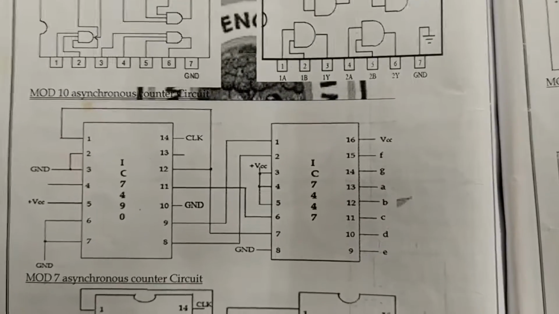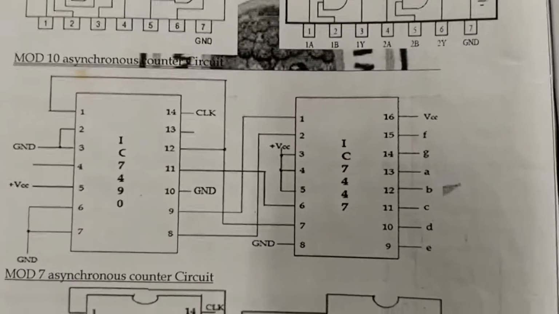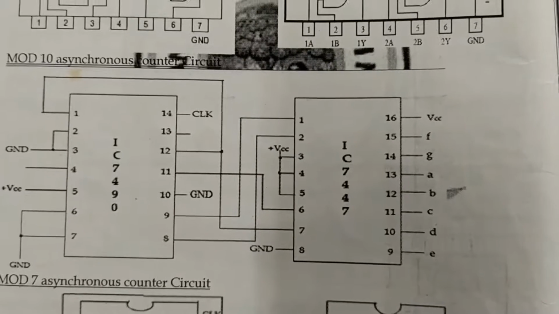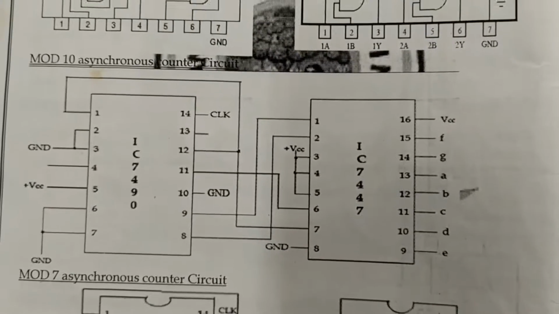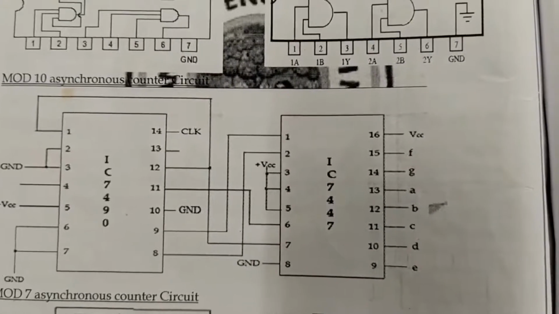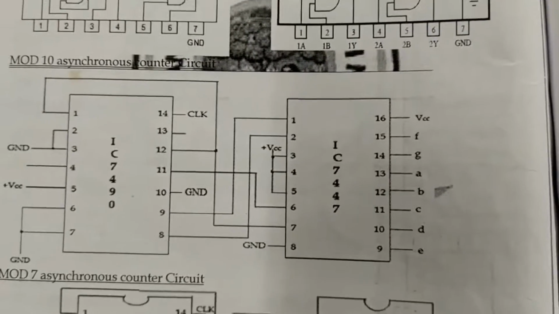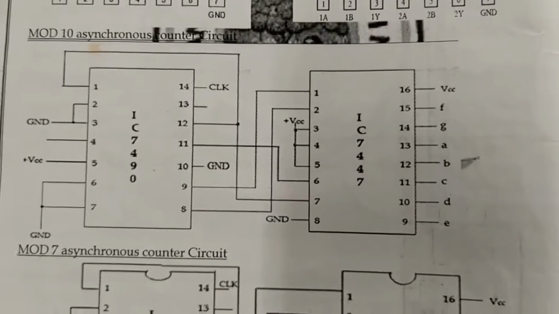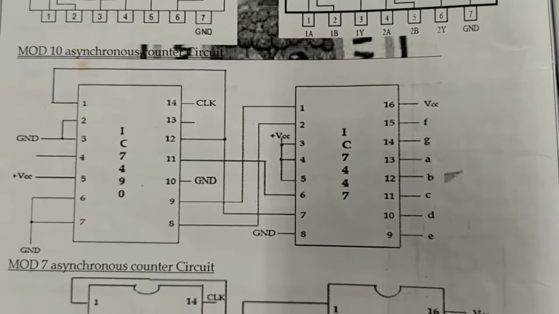Moving on to the demonstration part, the circuit diagram you can see right now is the circuit diagram of your mod 10 counter. What we'll be doing here is designing mod 10, mod 9, mod 7, mod 6, mod 5, mod 4 and mod 3. We'll be demonstrating only 2 or 3 counters, and the remaining will be done in a similar fashion to what is shown in the circuit diagram.